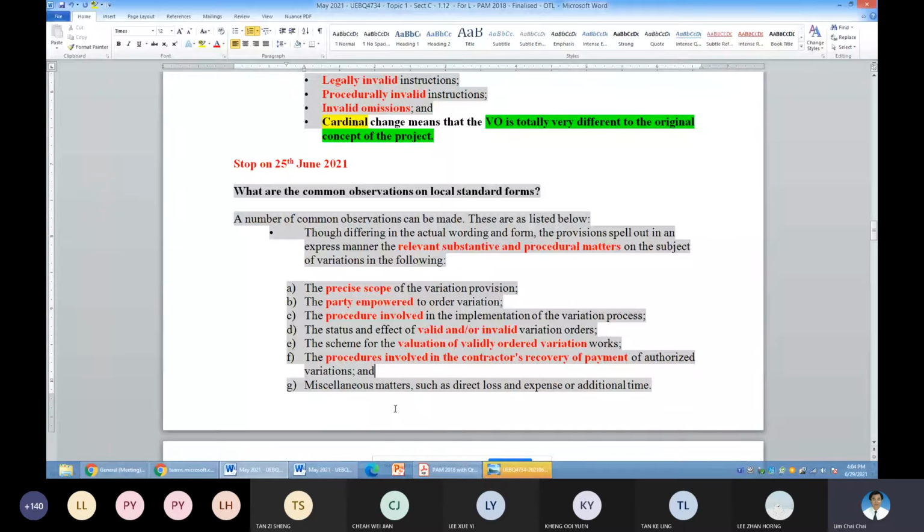So sometimes the VO issued may not cover certain costs. So these are the additional costs that you may want to claim. So you need to support it under which section of the contract. And on top of that, sometimes the VO will give you the right for additional time. So these are the areas that you need to be careful.